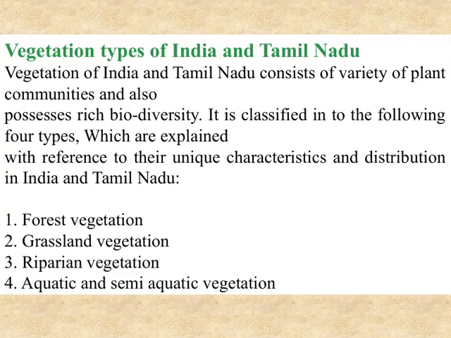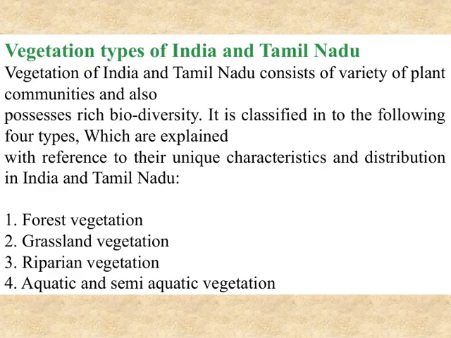Vegetation of India and Tamil Nadu consists of a variety of plant communities and also possesses rich biodiversity. It is classified into 4 main types, which we will explore today, each with its own unique characteristics and distribution across India and Tamil Nadu. First, we have forest vegetation, which forms the backbone of India's green cover. These forests range from tropical rainforests to temperate forests, supporting countless species of flora and fauna. They play a crucial role in maintaining ecological balance and climate regulation.